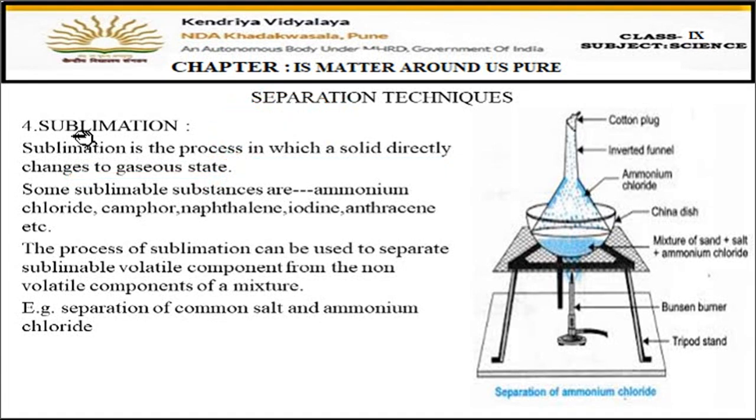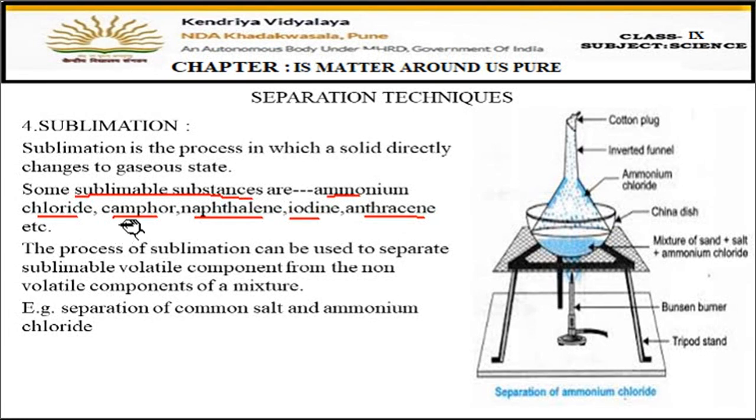It is important to know that some of the substances are sublimable substances. Why are we calling them sublimable substances? Because on heating, they directly change to gaseous state. The examples are ammonium chloride, camphor. Camphor is the kapoor which we use in our houses. Then naphthalene, iodine, anthracene. These are some of the substances which are sublimable in nature.